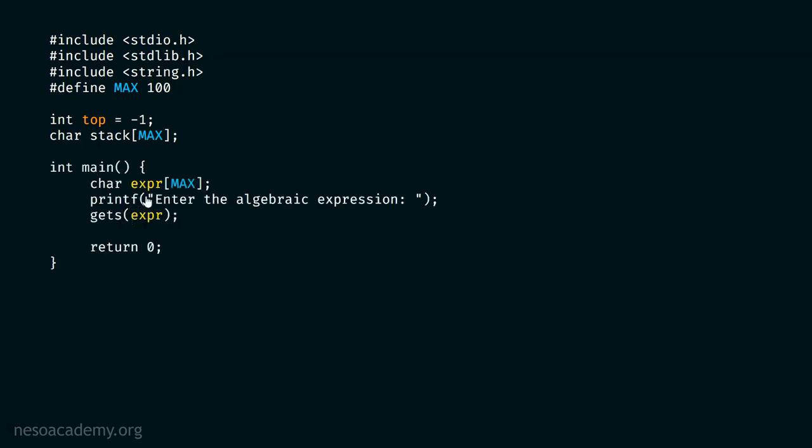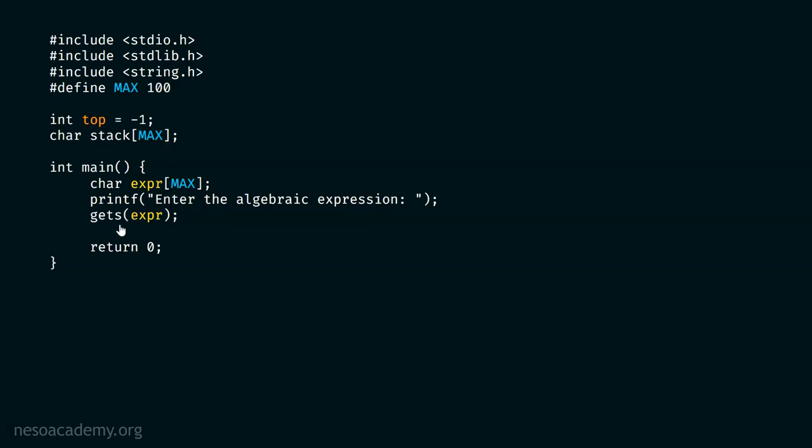Inside the main function, we have this expr array, which will actually hold the whole expression entered by the user. Here you can see that I have called this printf function, and I'm asking the user to enter the algebraic expression. Of course, I have passed the string to this printf function, which means that this message will get printed onto the screen. And here you can see that I have used this gets function. That's why I told you that the string.h header file is required, because this gets is actually available over here in the string.h header file. We need this header file, right?